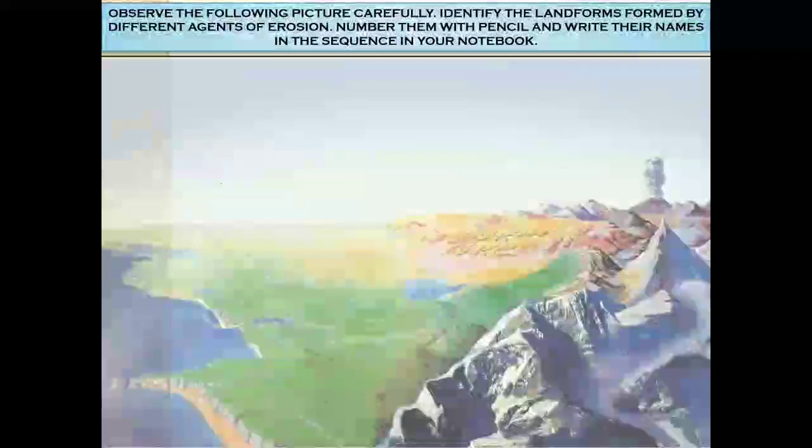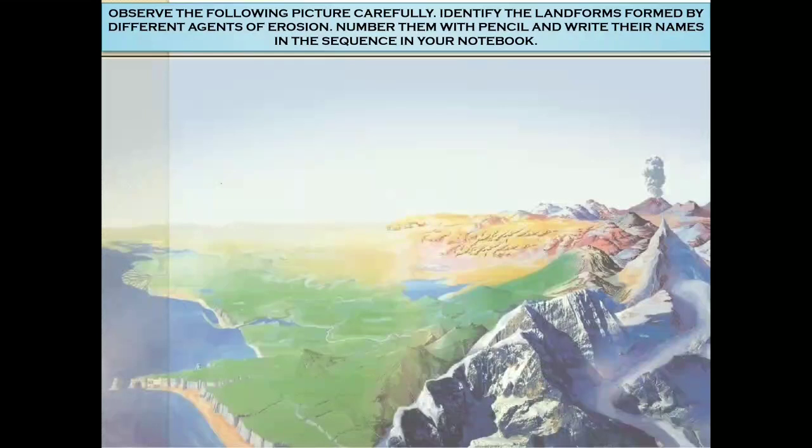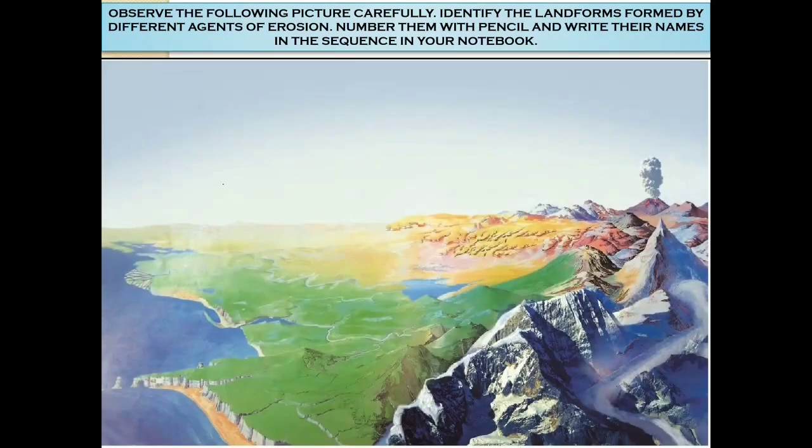Here is a diagram you can see. Observe the following picture carefully. Identify the landforms formed by different agents of erosion. Number them with pencil and write their names in the sequence in your notebook.